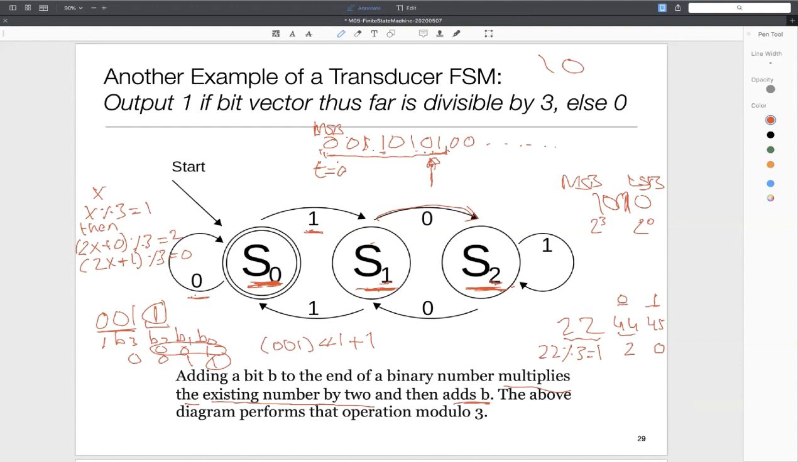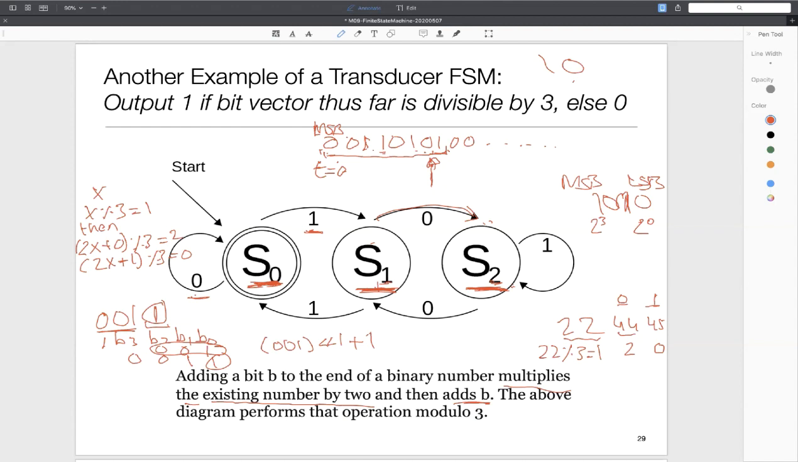Then I receive a 1, so I get to S1, and that says that the number I have received, modulo 3, is 1, which is true, because if I have received 1, that means I've received the number 1, a single bit number. After that, I received a 0 in your example, so I reached here, and the number I have received thus far is 1, 0, which is 2, and 2 modulo 3 is indeed 2. So once I submit the second bit, I have received the number 2, and therefore the modulo is 2.